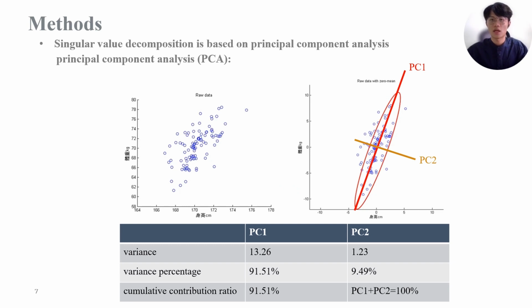Singular value decomposition is based on principal component analysis. And what is PCA? PCA finds a projection X in the feature space to represent a dataset when applied. Through PCA, two principal components can be extracted, represented by the two longer red lines in the diagram, with the longer red line being the major component with the larger variance. The variance of the largest principal component is 13.26, and the variance of the second largest principal component is 1.23. Different projection vectors represent different principal components.